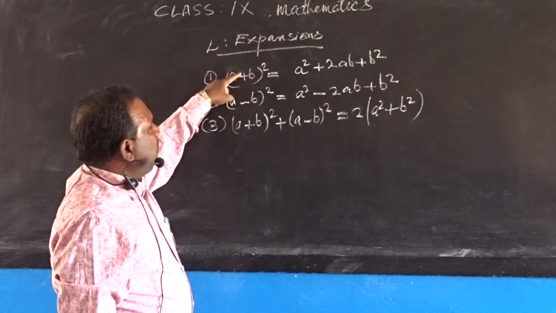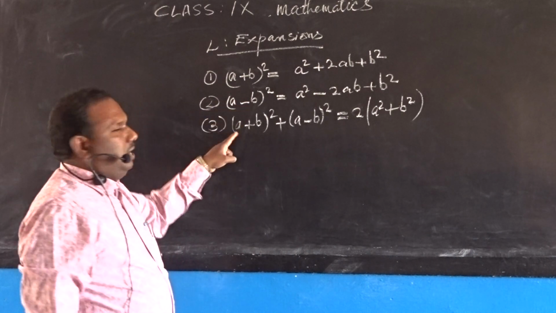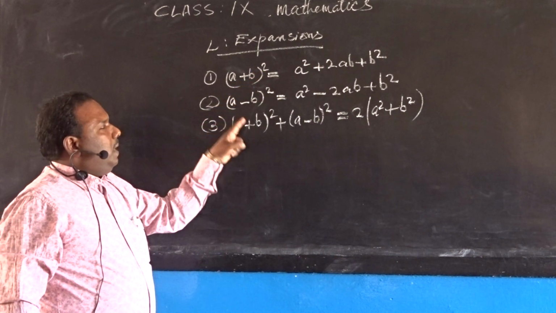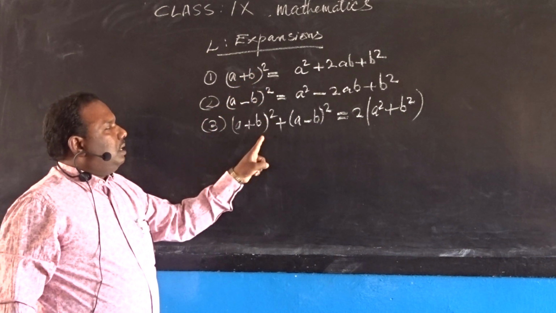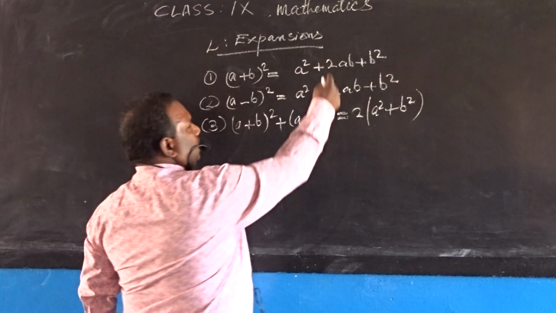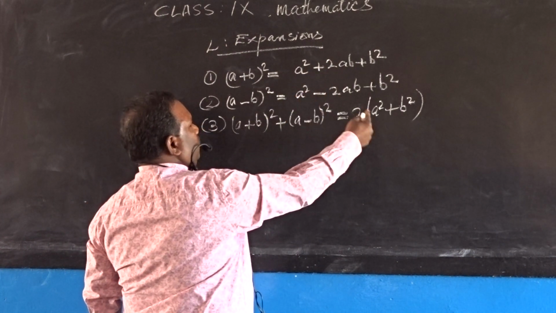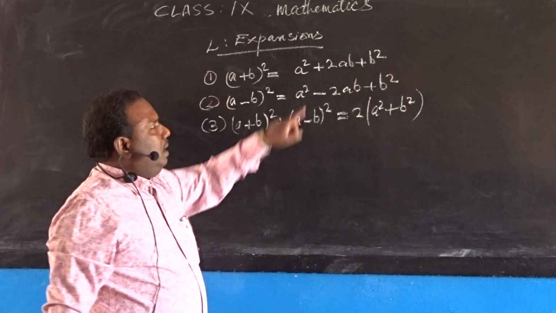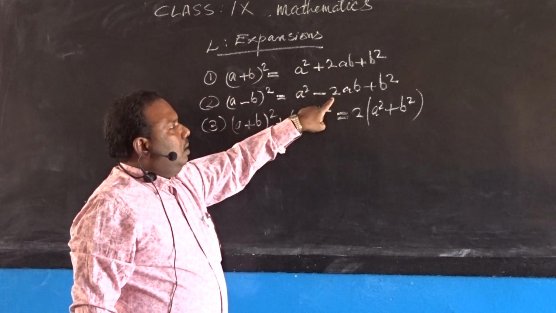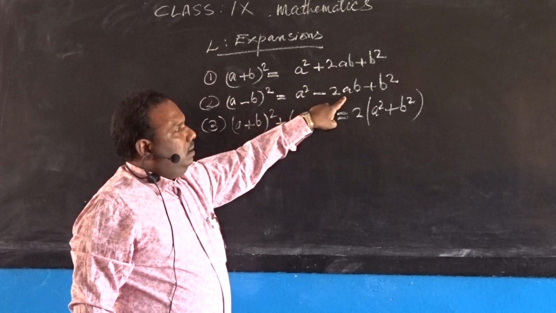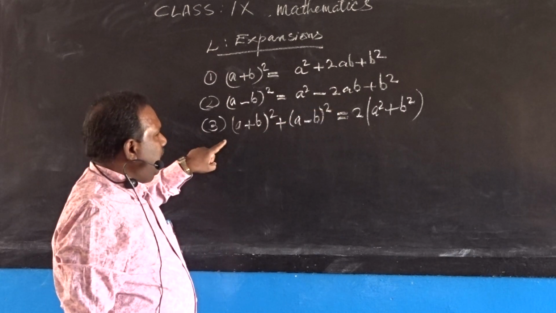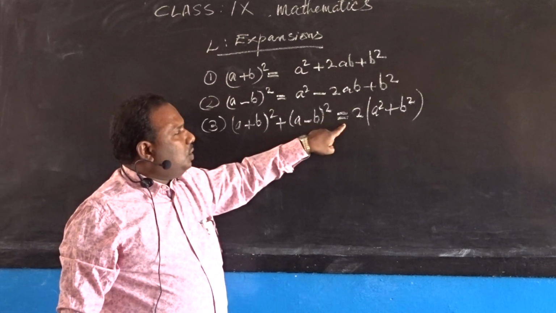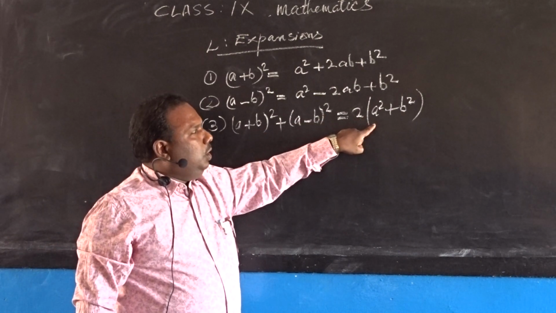On adding first and second, we get the third one. On adding (a plus b) all square plus (a minus b) all square, we are adding a square plus a square to 2a square, b square plus b square to 2b square, and plus 2ab minus 2ab on adding becomes 0.